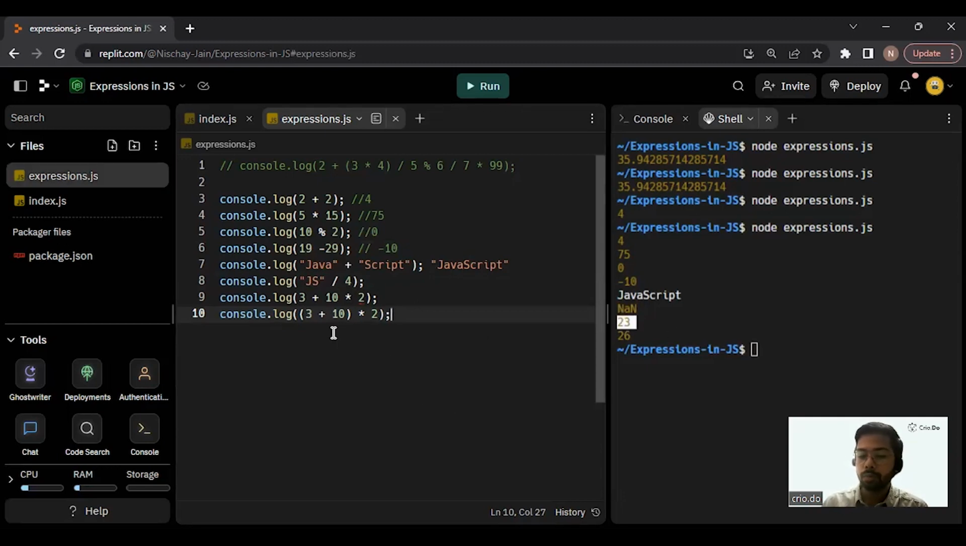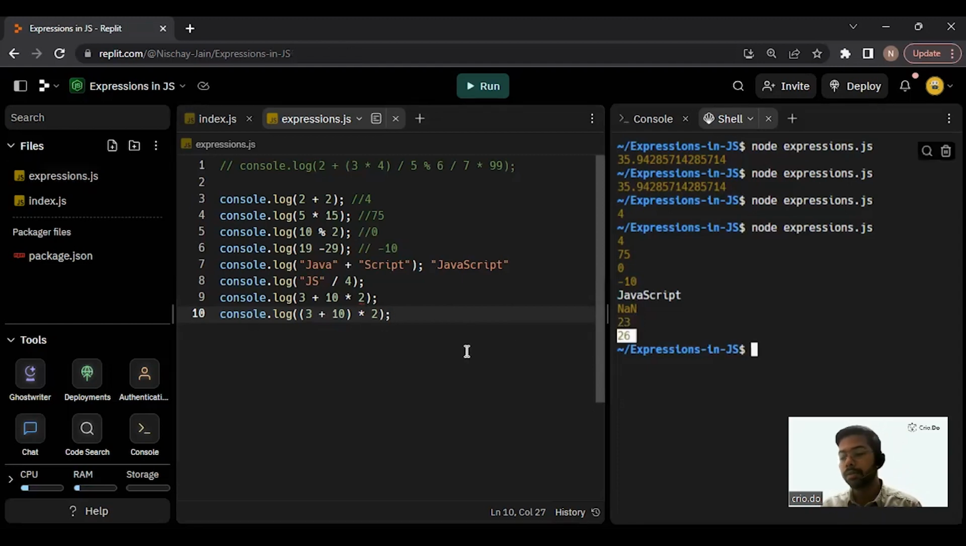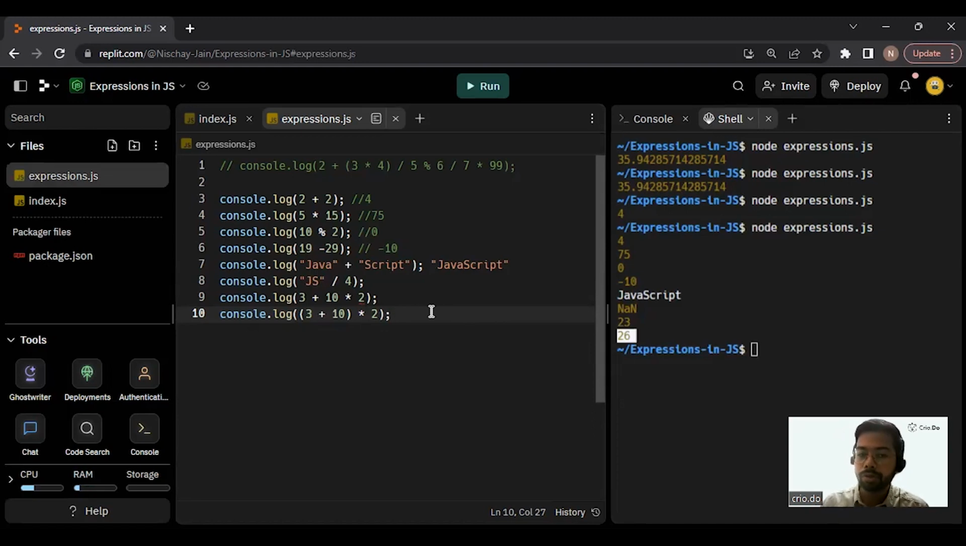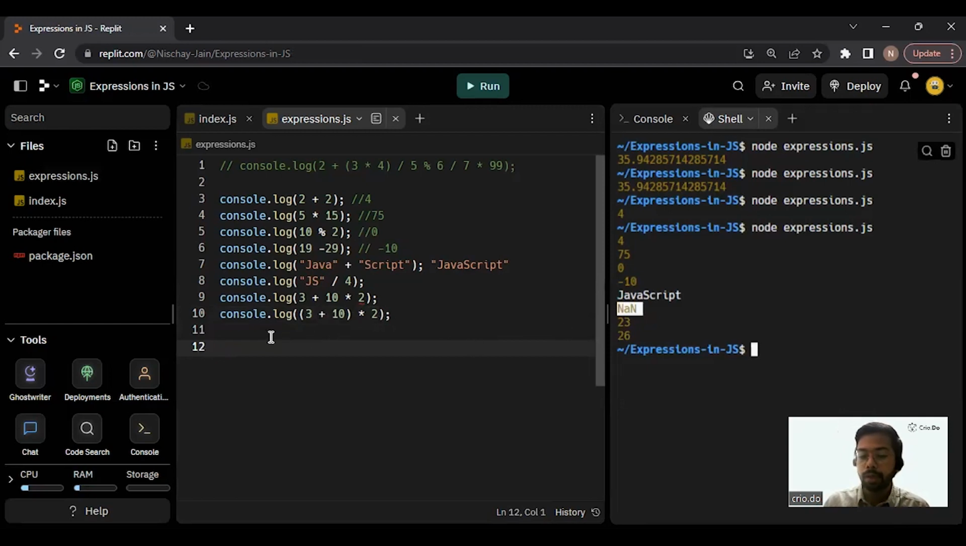Finally comes the last one. Since the brackets have the highest level of priority, whatever is there in the inner bracket is going to be resolved first. So 3 plus 10 becomes 13. 13 into 2 becomes 26. And that's how you have got the answer 26. So this is how we evaluate our mathematical expressions, and JavaScript is capable enough to answer these kinds of expressions into a single value. Interestingly, what is going to be the data type of this value NaN?